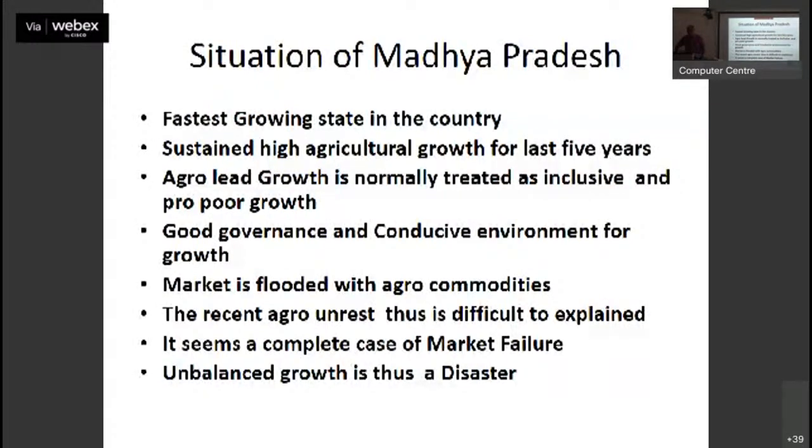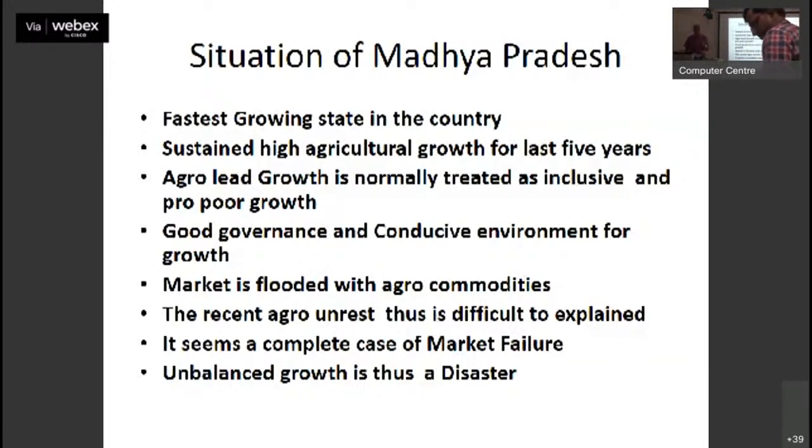The recent agro unrest: if you look 2 years ago, when the Congress government came after the BJP government, the reason was the agro unrest. Farmers had done a very big agitation in Mandsaur, in which 2 or 3 farmers had also died. High growth in agriculture, but unrest among the farmers. Difficult to understand. Something missing in the economic development. It seems a complete case of market failure.